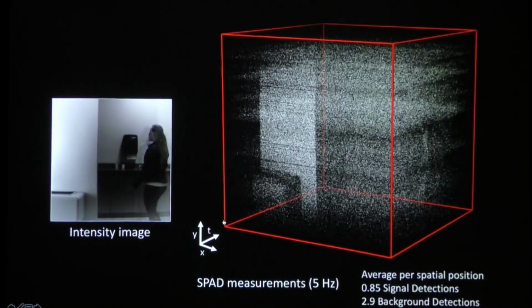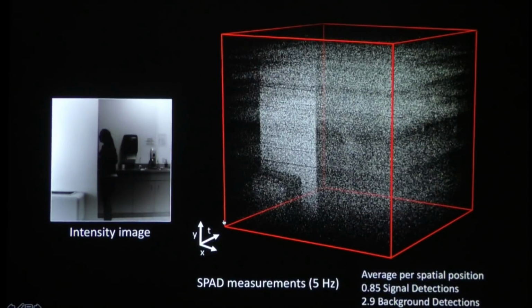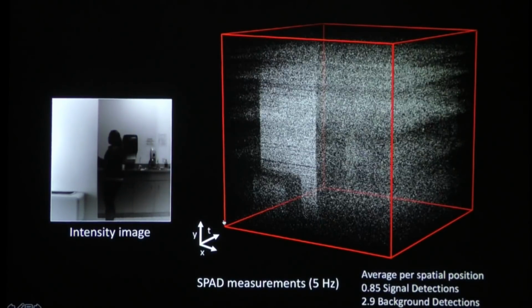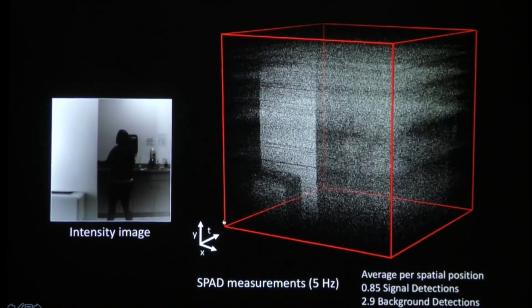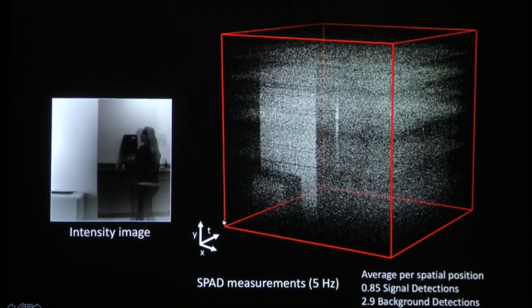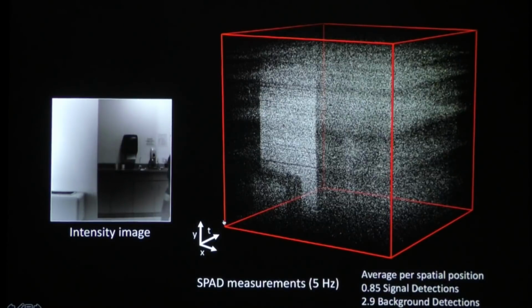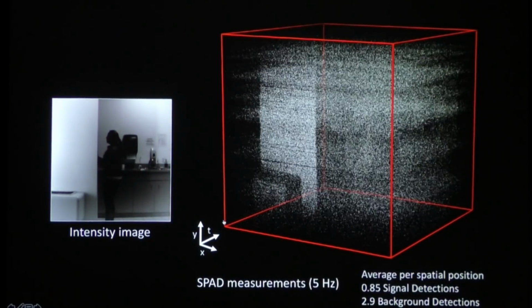Here's another example. In this case, we have about 0.85 photons on average coming back to our pixels. So some pixels don't actually receive any light from our laser, and the rest are due to ambient photons that are present within the room.